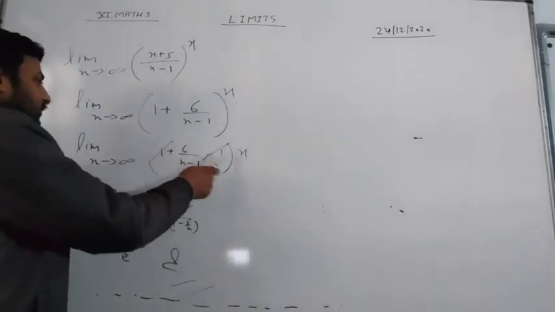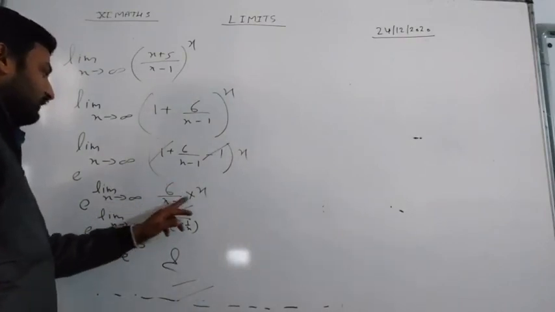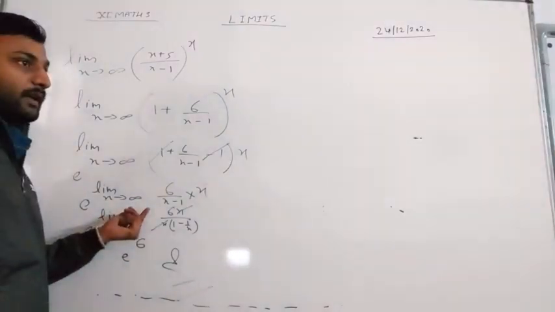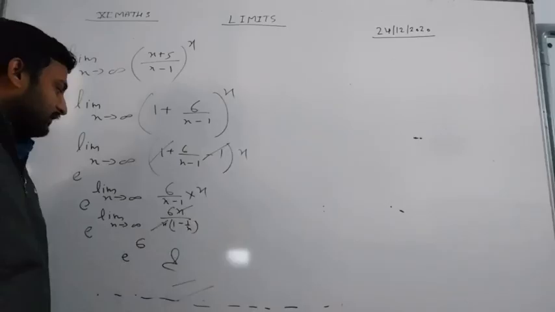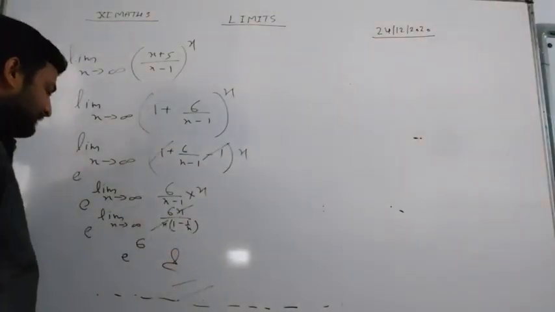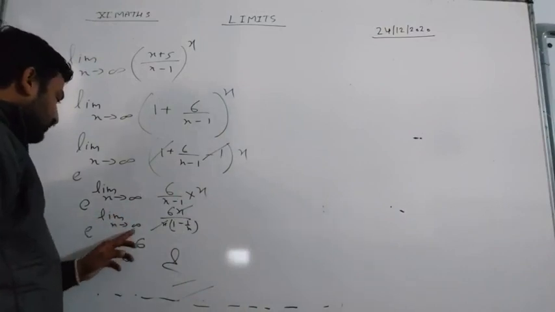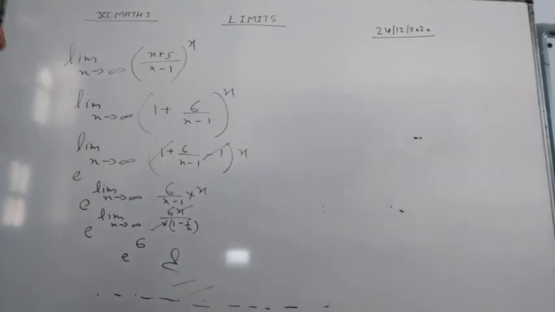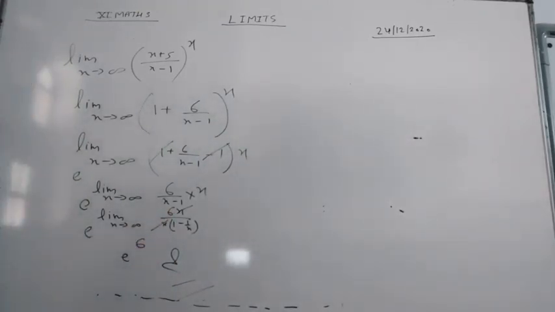So this part will be cancelled from here. Now the remaining term is 6 by x minus 1 into x. Now limit x tends to infinity, so we take x common from the denominator, so 6 by 1 minus 1 by x. This will be cancelled. Now the remaining term is e to the power limit x tends to infinity, and this part will be equal to 1. Now the remaining term is just 6. So the answer will be what? e to the power 6.